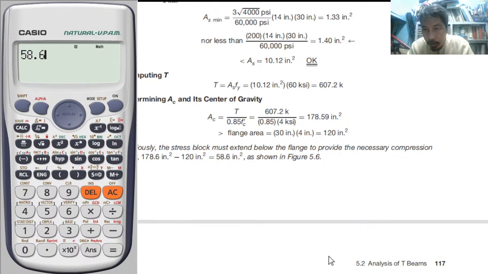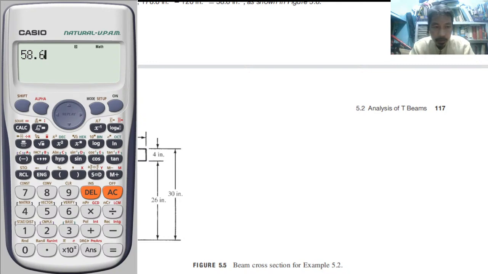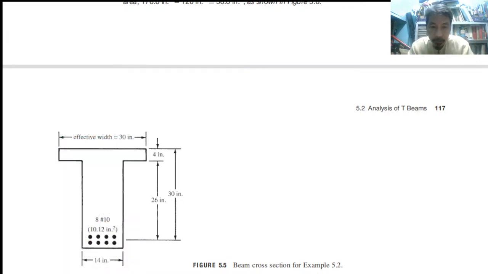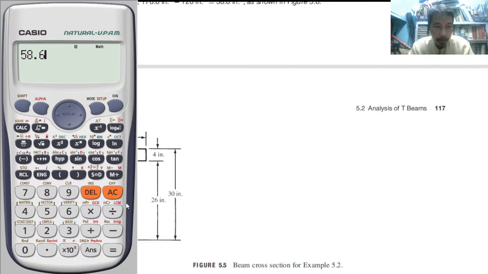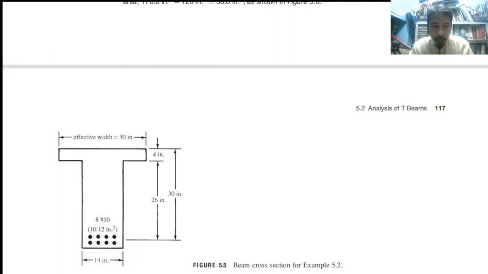So 58.6, and the width of the web is how much? The width is 14 here. So we just have to divide by 14. Then we can find out that this is 4.19. Do we follow? So 4.19. So let's look back at our solution.